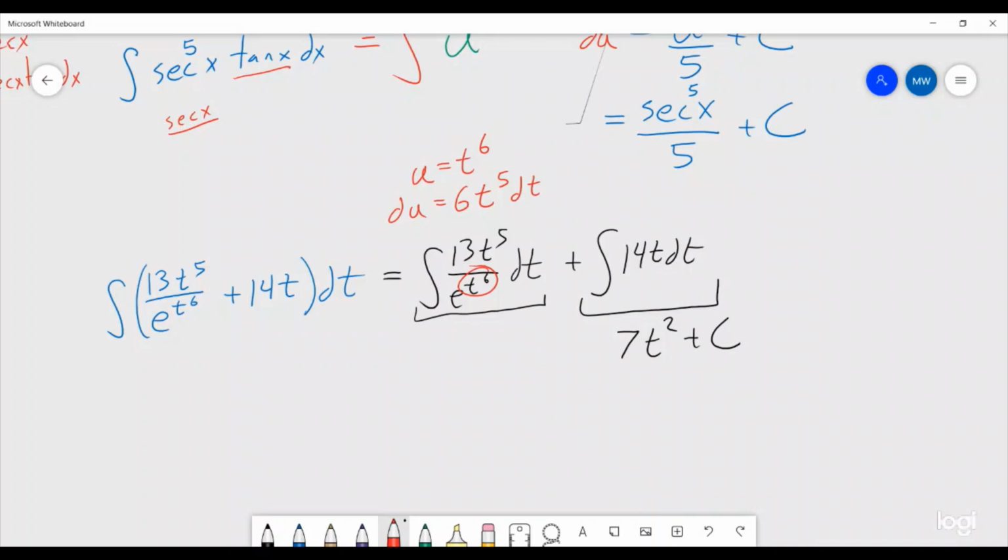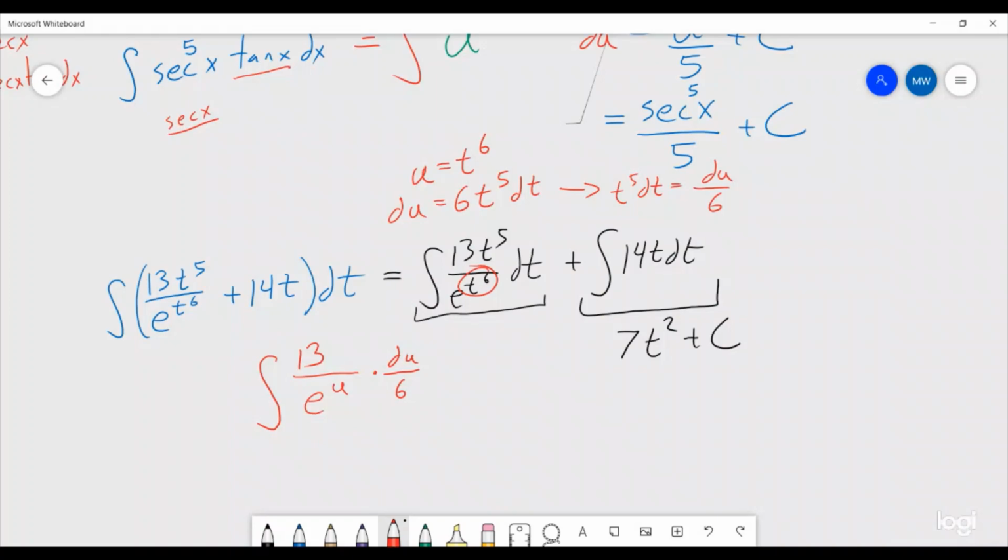Okay, we have t to the 5th dt, but we don't have the 6. So how are we going to get that? Well, what we can do from here is solve for the t to the 5th dt, and that is equal to du over 6. So now we can turn this into the integral of, we have a 13 that didn't do anything, over e to the u, and then what do we have left over? We have a t to the 5th dt, so that's times du over 6.